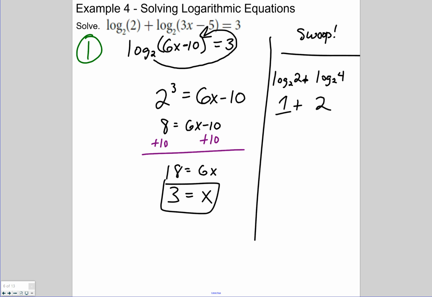So what's 1 plus 2? 3. Is that what I wanted? Yes, it is. So it works. The answer is 3. Not just coincidence, there are so many 3s in there, but the answer is 3. Questions on example 4? We got one more. One more to go.